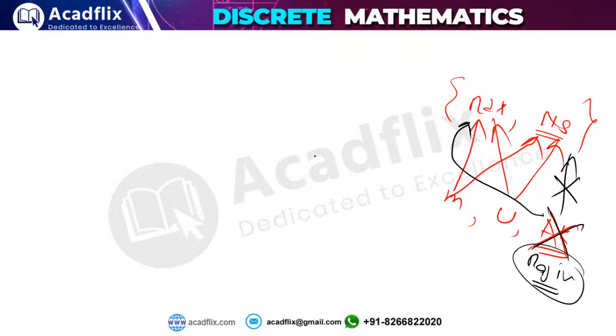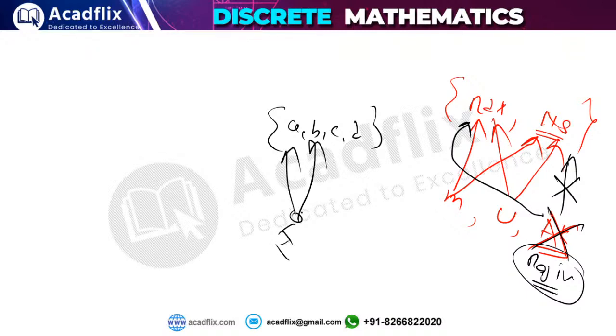So anyway, this is the concept. Basically, whenever you have some set, let's assume you have some set A, B, C, D, then the lower bound will be the element which is related to everyone.